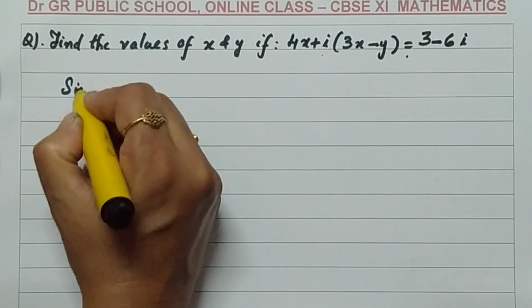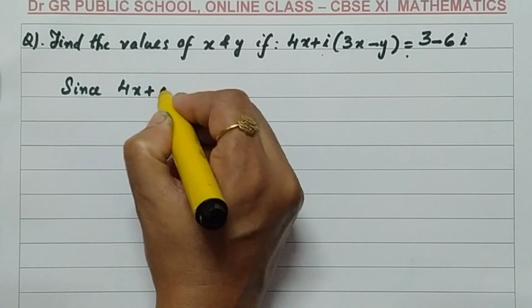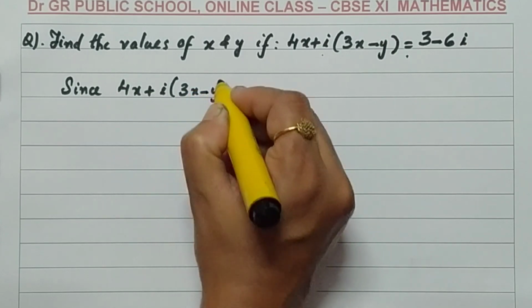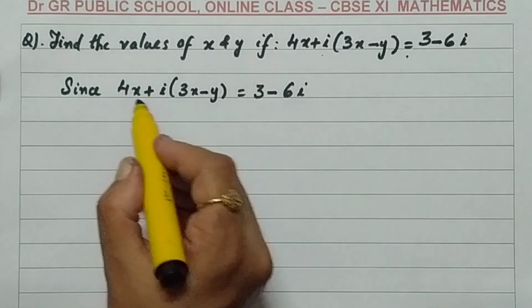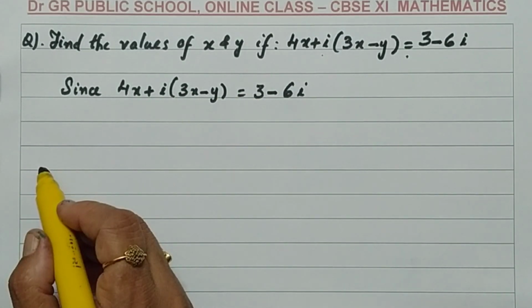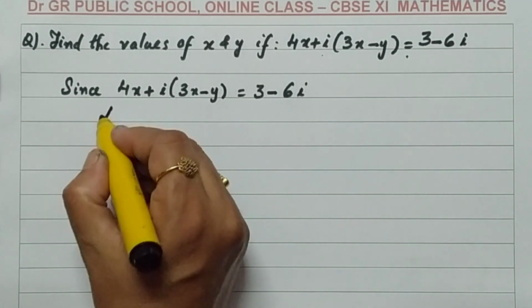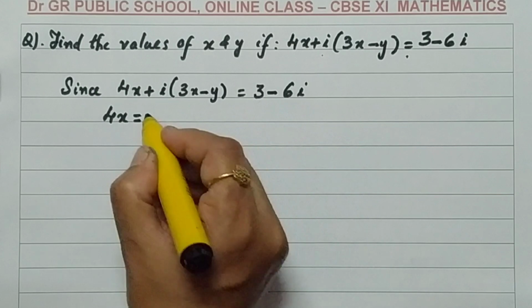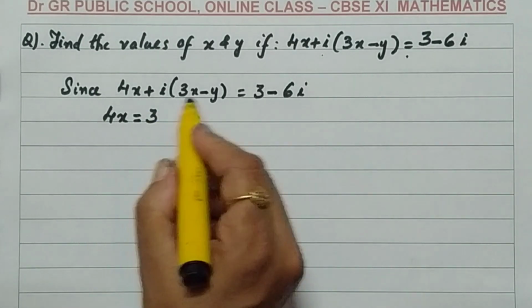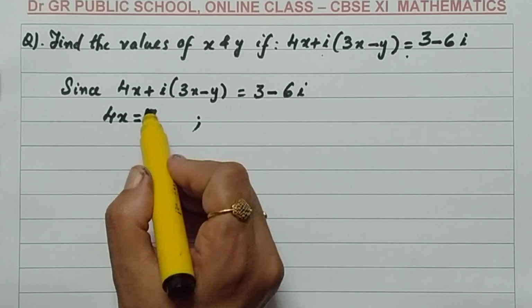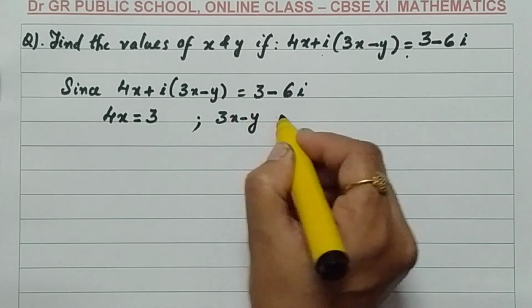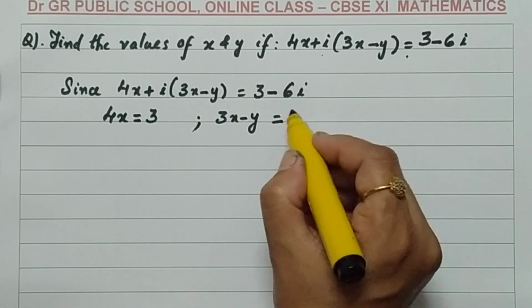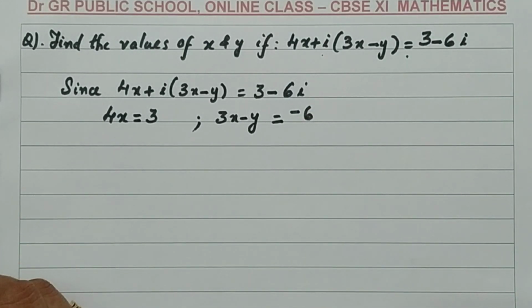Since 4x plus i into (3x minus y) equals 3 minus 6i, two complex numbers are equal. Therefore, their real parts are equal. In the first complex number, the real part is 4x, equal to, on the right side, the real part 3. And equate the imaginary parts also. The imaginary part is the one which comes along with i. Here the imaginary part is 3x minus y, that must be equal to the imaginary part here, which is minus 6. If a minus is there, you need to take that. Now you need to find the values of x and y from these two.